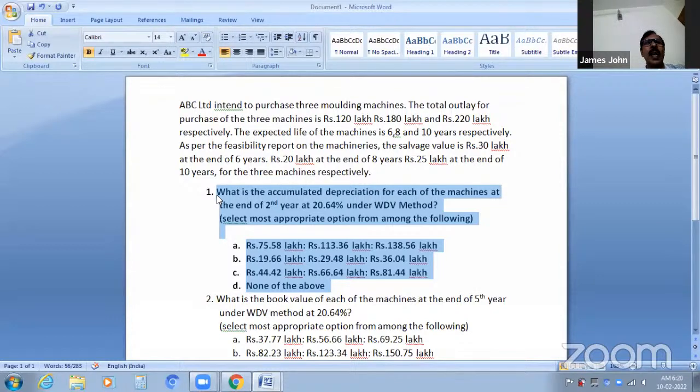If you are getting two, then I think you can take, but you have to go for the third one also, because none of the above is there. So you have to calculate for the third one also. Third one is 220. So 220 into (1 minus 0.2064) the whole square, which we already have with us. You multiply that with 220, and that is the book value. If you want the depreciation, you subtract this from 220.